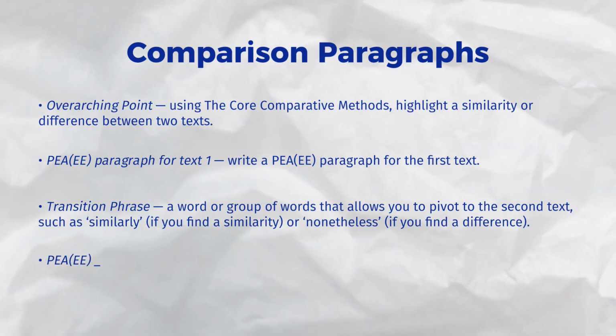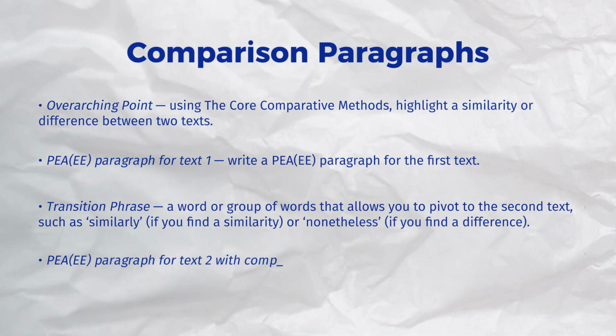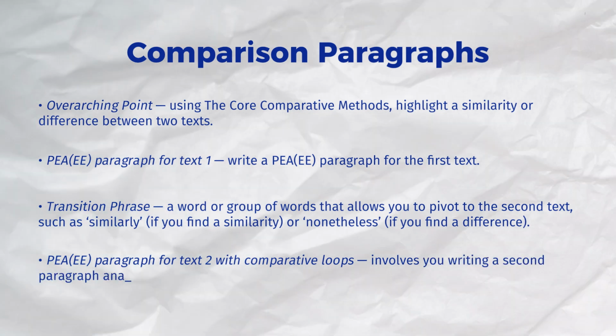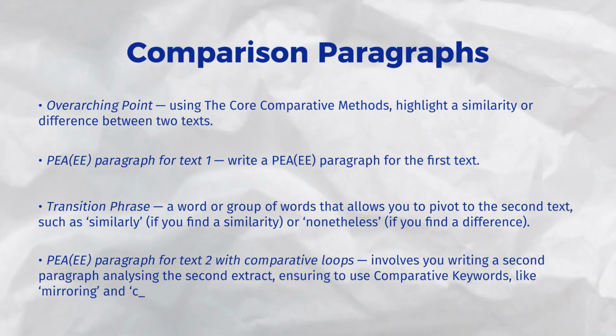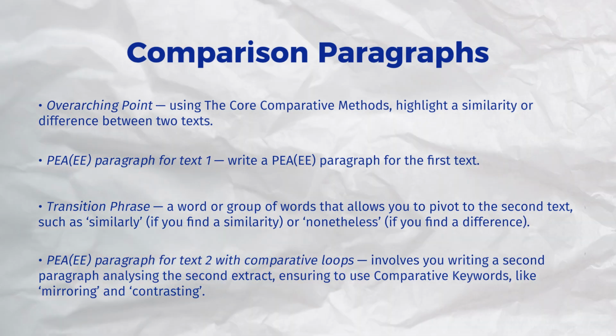And then you have your PEA-EE paragraph for text 2 with comparative loops. So that is going to involve you writing a second paragraph for the second extract, but making sure to use comparative keywords like mirroring and contrasting in order to connect what you've said about source B back to source A.